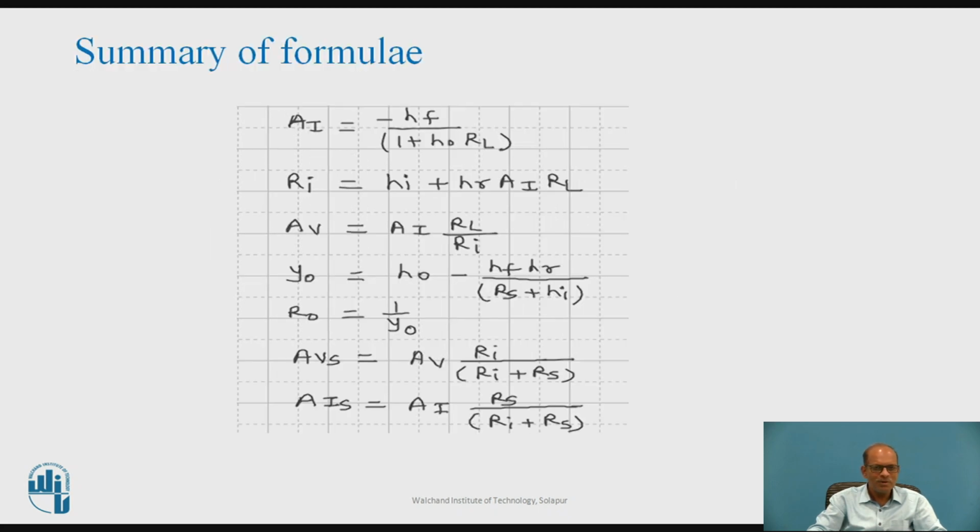Now this is the summary of the formulas which we have derived up till now. Current gain AI is minus HF upon 1 plus HO RL, Ri is equal to HI plus HR AI RL, then voltage gain AV is equal to AI RL by Ri, YO is HO minus HF HR upon Rs plus HI, and RO is 1 by YO. Overall voltage gain AVS is AV Ri upon Ri plus Rs, and overall current gain AIS is AI Rs upon Ri plus Rs. Now these formulas should be remembered to solve the numericals on the H parameters.